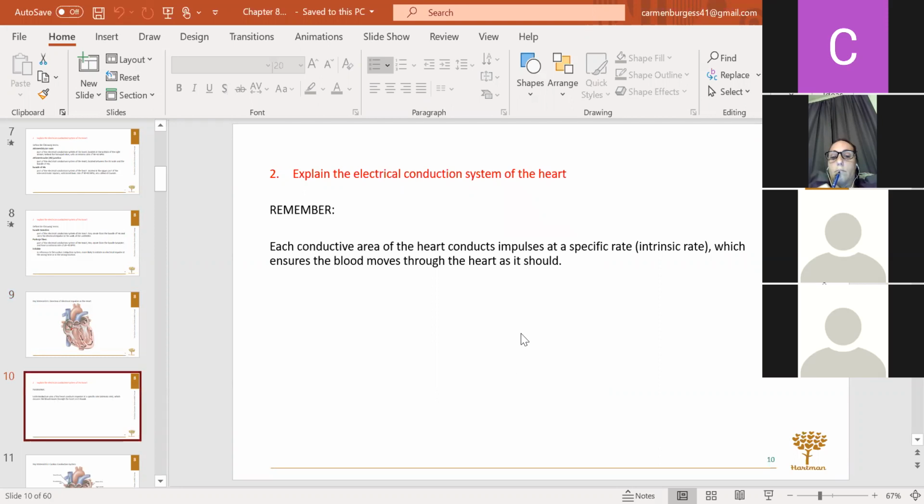So just remember this, it's a good little reminder. Each conductive area of the heart conducts impulses at a specific rate, the intrinsic rate, which ensures the blood moves through the heart as it should. So the blood moves. We know the flow of blood. We know that the electrical impulses have to happen in a flow to ensure that that happens. So it all kind of comes together. It is all working for the same common goal. They just work separately.